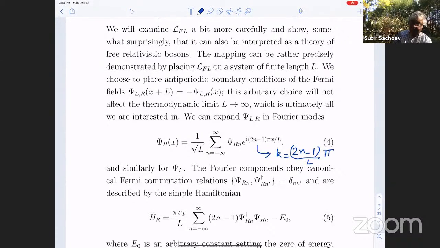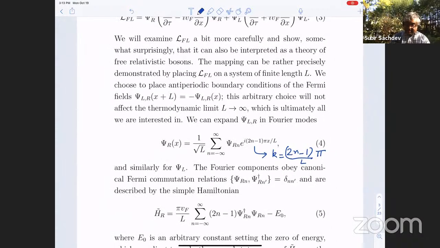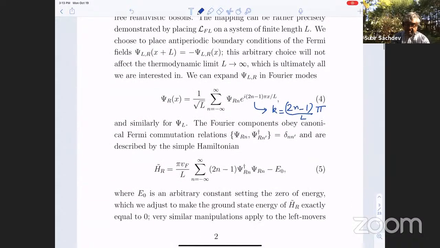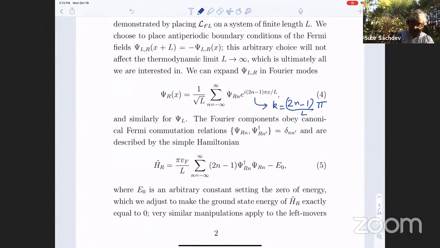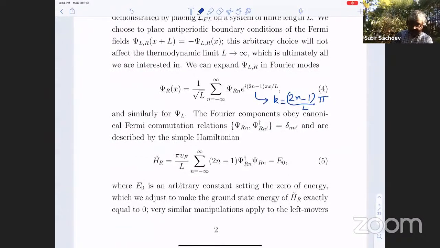Times pi. So those are the allowed values of the wave vector once you take these anti-periodic boundary conditions. And then the Hamiltonian itself, you pull out the factor of pi v_F over L, and then you just have the energy 2n minus 1, odd numbers, times psi_n dagger psi_n. And now you notice I let n run from minus infinity to infinity. That of course induces infinities.